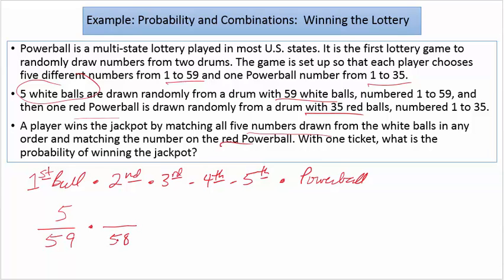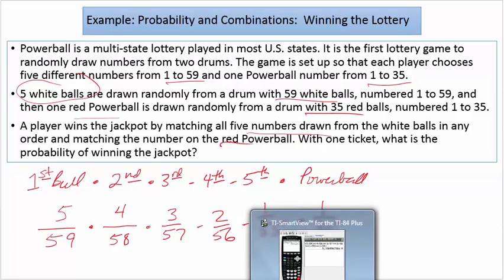Okay? Now, there's no longer 59 balls left in that drum. There's 58 balls left in that drum, and there's only 4 numbers left that you've scratched off. Okay? Now, you lucked out. You got the first one right, the second one right. Guess what? You still only have a 3 out of 57 chance of getting the next one right, a 2 out of 56 of getting the next one right, and a 1 out of 55 of getting the next one right. I bet that makes sense to you. Okay? Now, even if all those white balls turned out right, remember, you've scratched off 1 number out of 35 from the red balls, which is the Powerball. So even if you had all those things right, you still only have a 1 out of 35 chance of getting the Powerball.